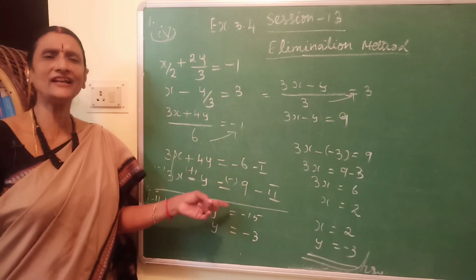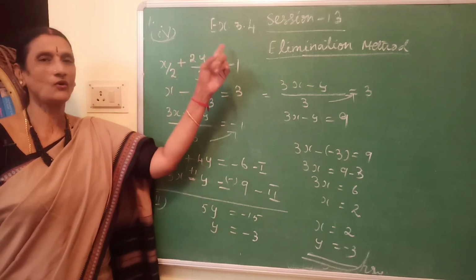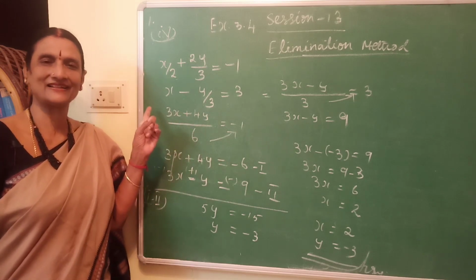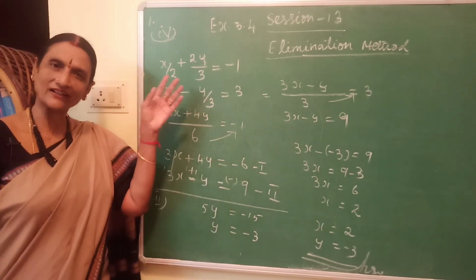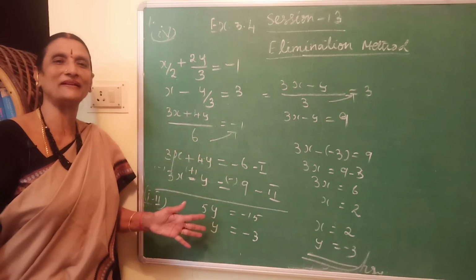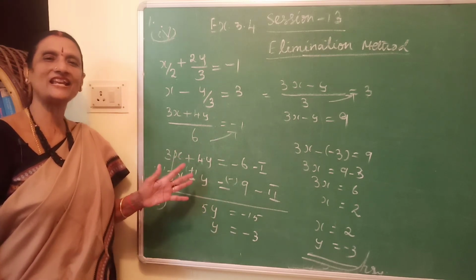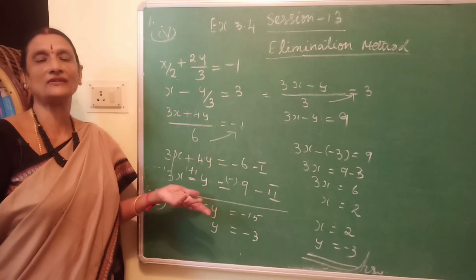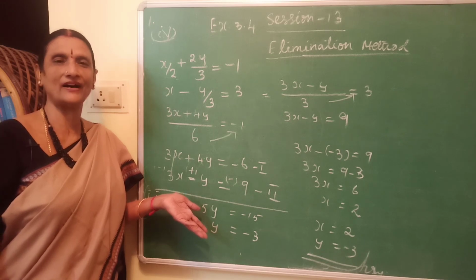Now, before leaving, I would like to give you a small homework. We have discussed 4 sums of exercise 3.4, question number 1. Correct? These 4 sums I taught you by elimination method. You work out once again in the same method, and also try to solve these sums using the substitution method. You have to solve it and see that you are getting the same answers. You will be noting that both the solutions will be the same. Are you understanding? That is the homework for today's session.